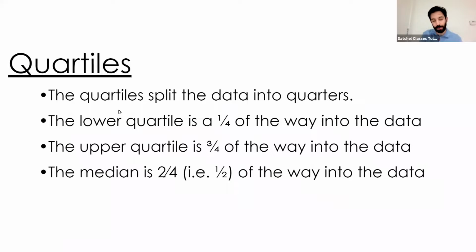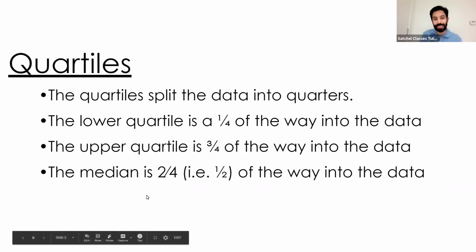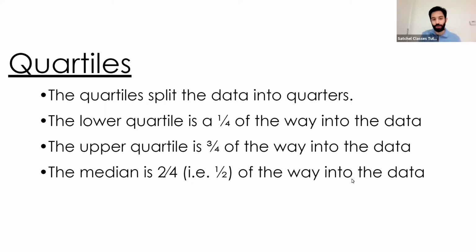So again, going back to what we mentioned, the quartiles split the data into quarters. So the lower quartile is 1/4 of the way into the data. The upper quartile is 3/4 of the way into the data. The median is 2/4, which is essentially halfway into the data.